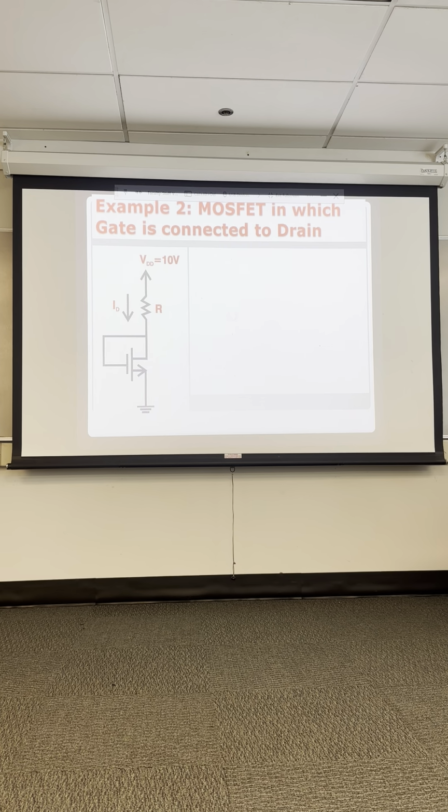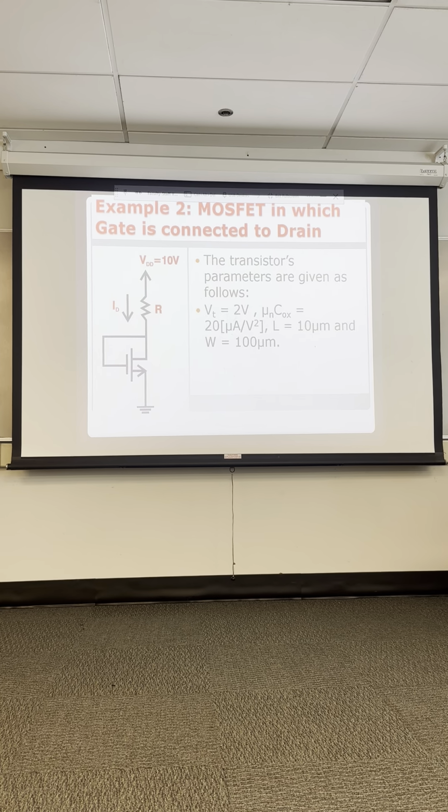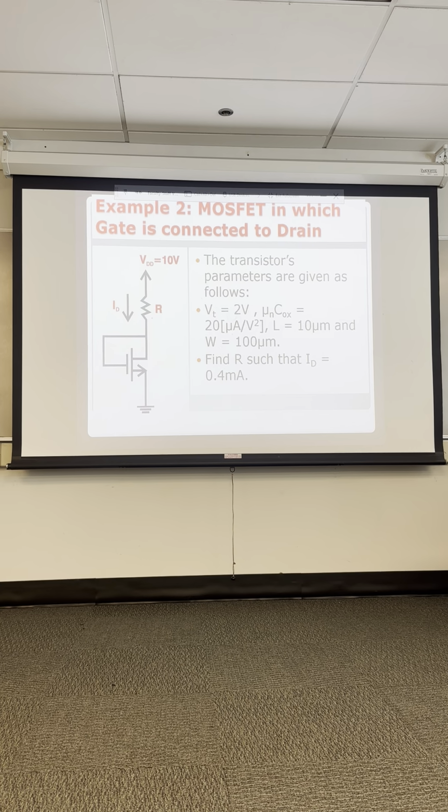Another example here is an NMOS transistor, and the specs are given. Threshold is 2 volts. Kn prime, which is mu n C ox, is 20 microamps per volt squared. Length is 10 micrometers. Width is 100 micrometers. And find the resistor R, where the drain current is 4 milliamps.